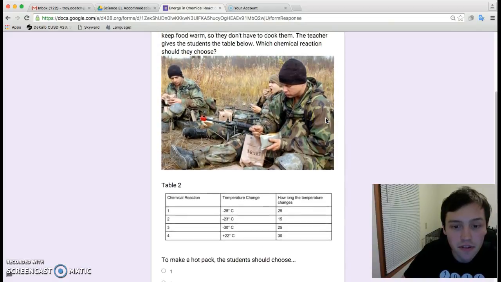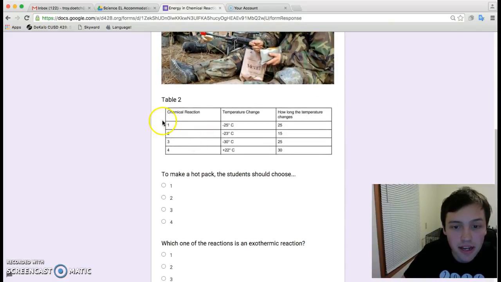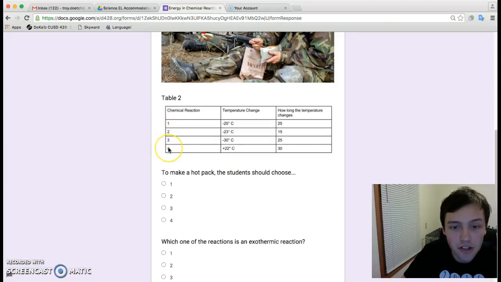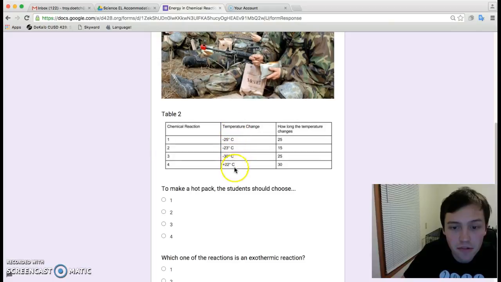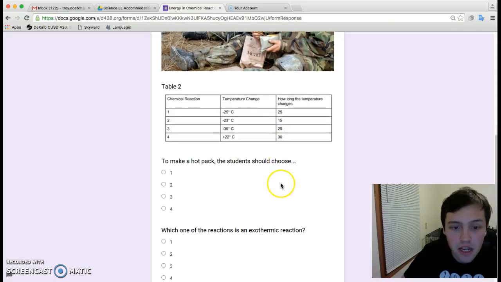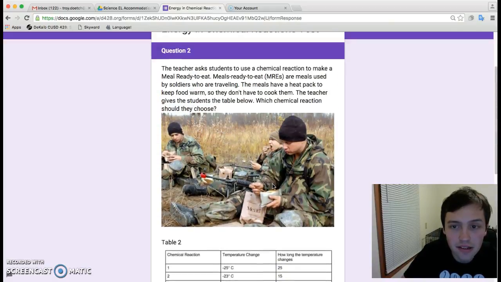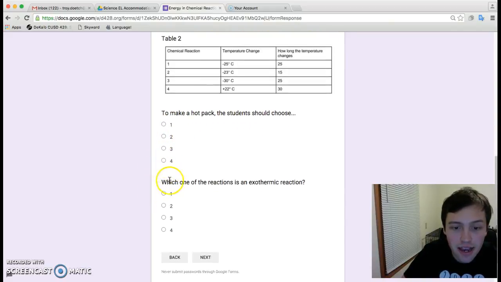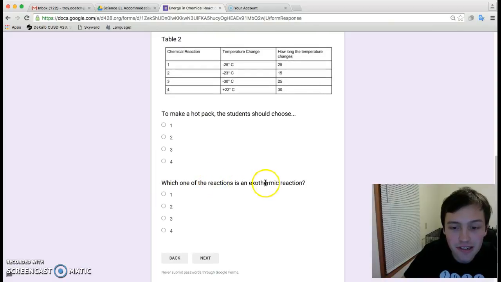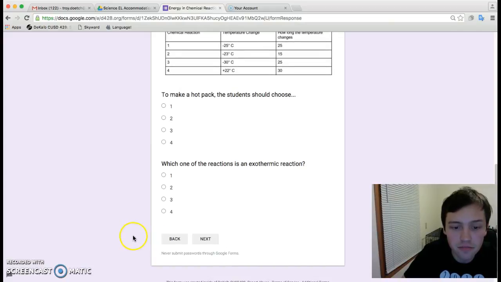So we have this table here, and again we have 4 chemical reactions. And it says temperature change, and we see the temperature changes and how long the temperature is changing. And then it says, to make a hot pack, the students should choose 1, 2, 3, or 4. And which of the reactions is an exothermic chemical reaction? So we choose which one's exothermic: 1, 2, 3, or 4.